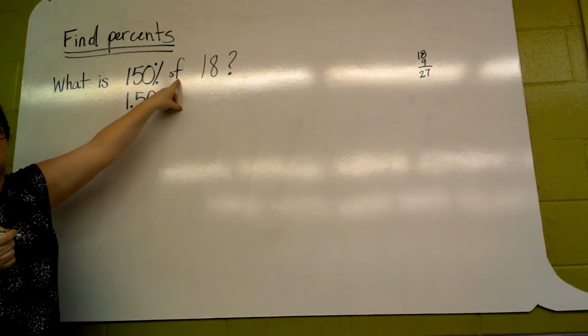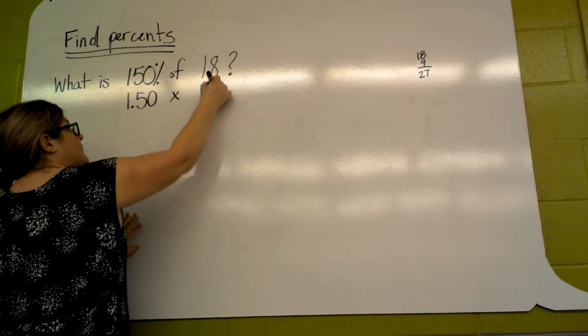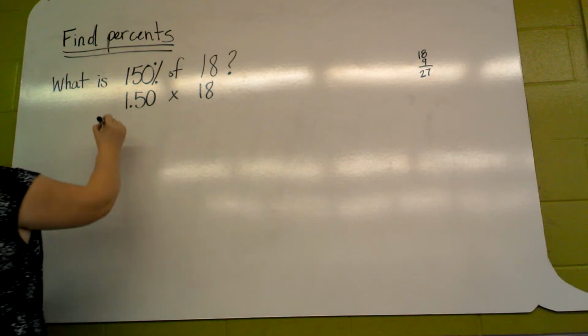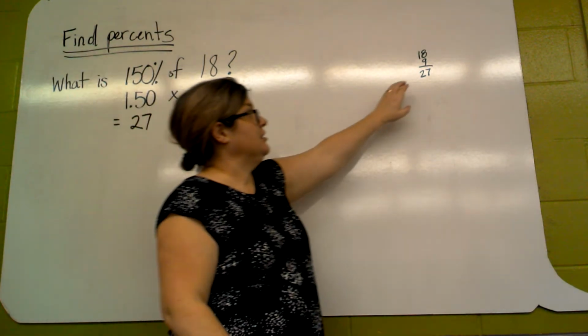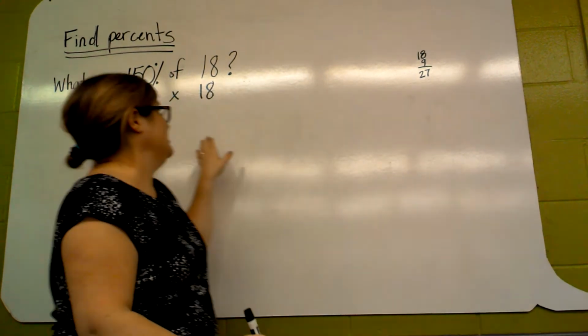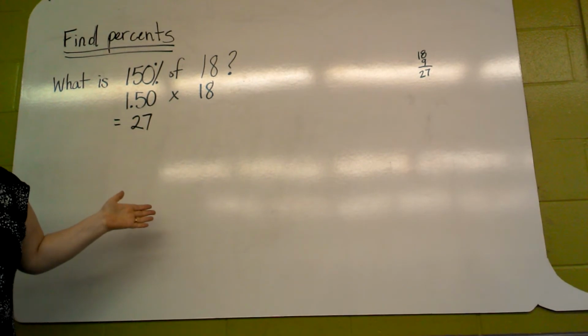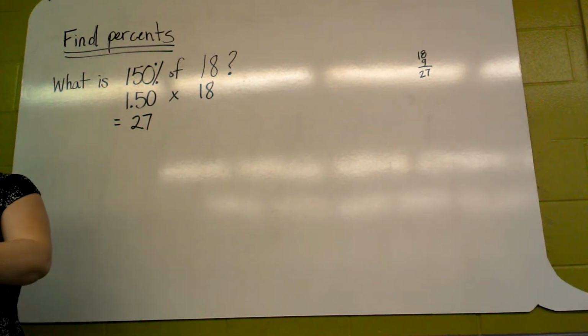What does this word mean? Times 18. Punch it in. 1.5 times 18. Answer? 27. And that's where you use your logic to double check. If your number was less than 18, you don't even have 100%. You go, oh, I punched something on the calculator incorrectly. Don't just write it down because the calculator says so.